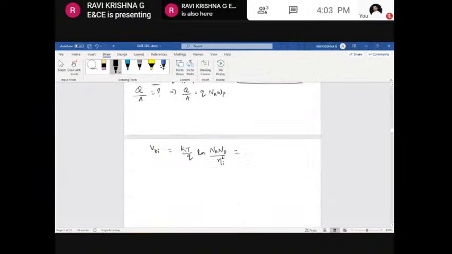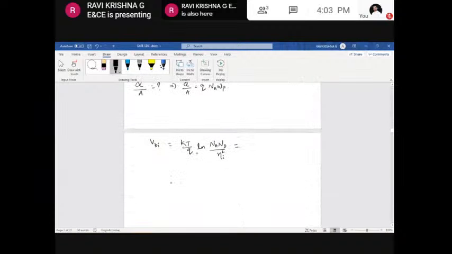Okay, please substitute that, because everything is known for us, and this is log base e. If you substitute all the values, you will get the built-in potential to be 0.757 volts. This is the built-in potential. With the help of this built-in potential, we need to calculate the total depletion width of that particular junction.